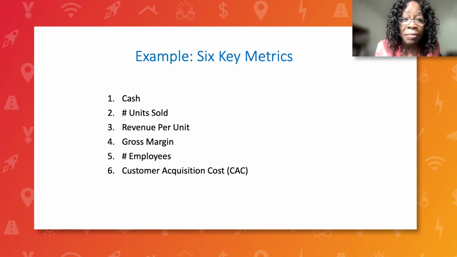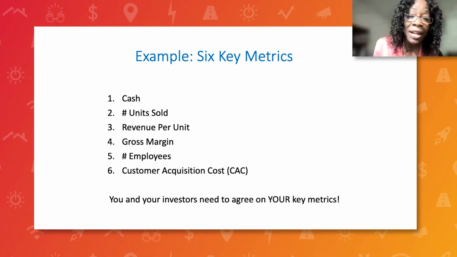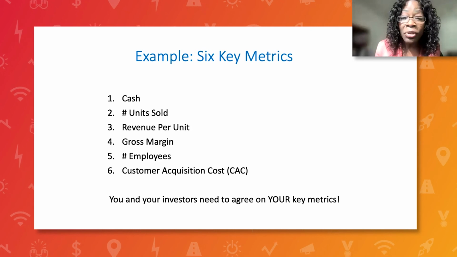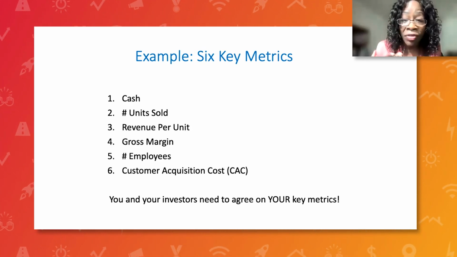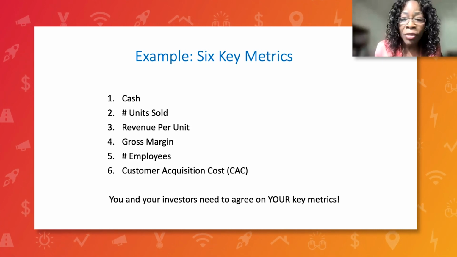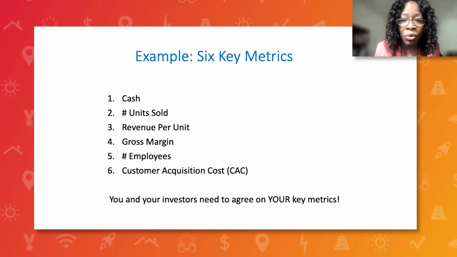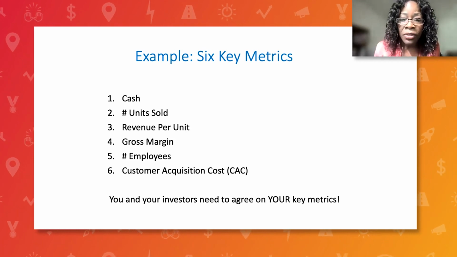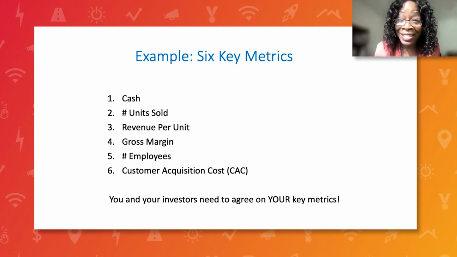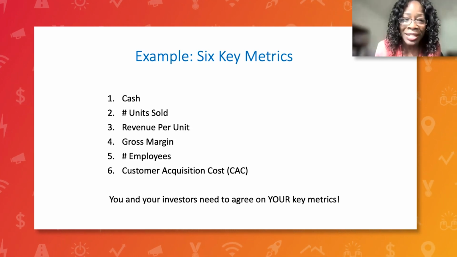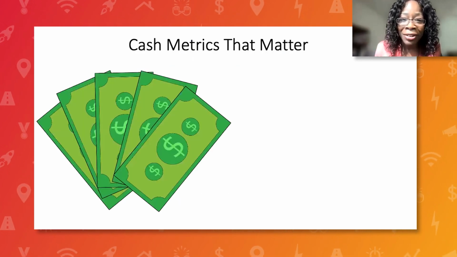So with respect to these metrics, if you're thinking about trying to get money from an investor, you and your founders, your team need to agree on what the metrics are that they care about. What are the things that you're going to be judged by month to month, quarter to quarter? So, I'm going to focus on cash, because that's a really big deal. So cash metrics that matter.